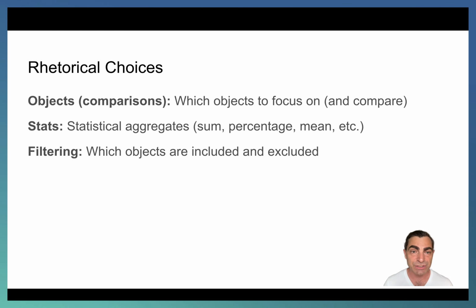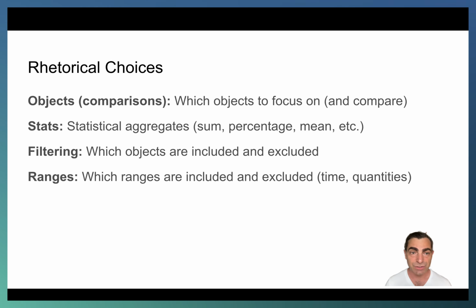Filtering, which objects you decide to include or exclude. Ranges, and typically what are the values that you decide to include or exclude. Typical example that we discussed here is time range. If you focus your attention on a smaller time range, you can communicate a given message, and if you zoom out and see more of the time range, you can communicate a completely different message.